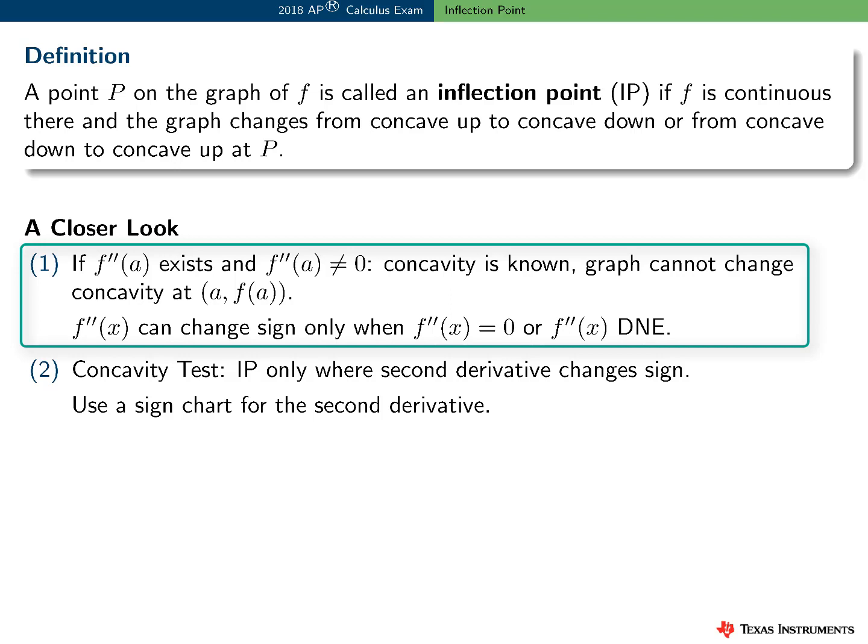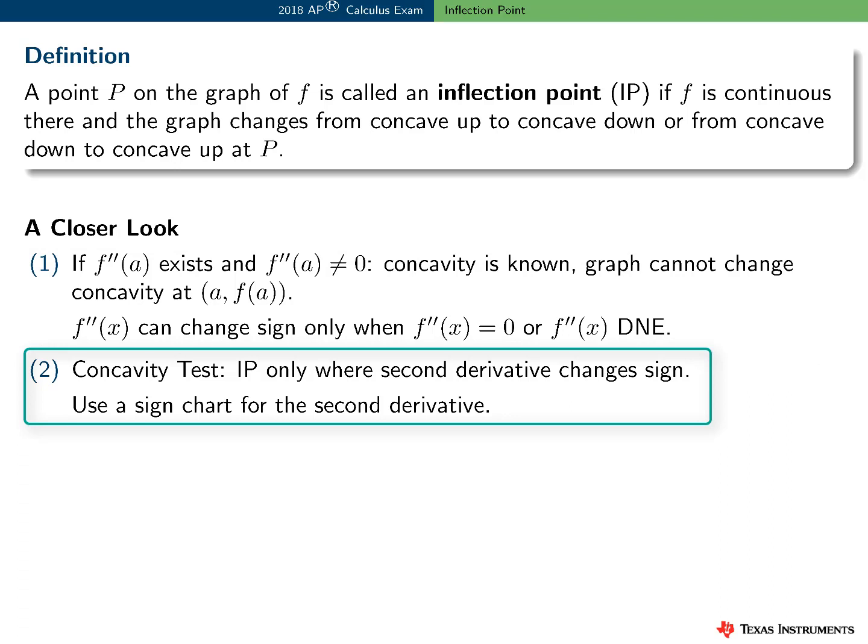If f double prime of a exists and f double prime of a is not equal to 0, then we know the concavity of the graph of f at a. The graph cannot change concavity at a, f of a. Therefore, f double prime of x can change sign only when f double prime of x equals 0 or f double prime of x does not exist. Using the concavity test, we can determine that there is a point of inflection at any value in the domain of f where the second derivative changes sign.